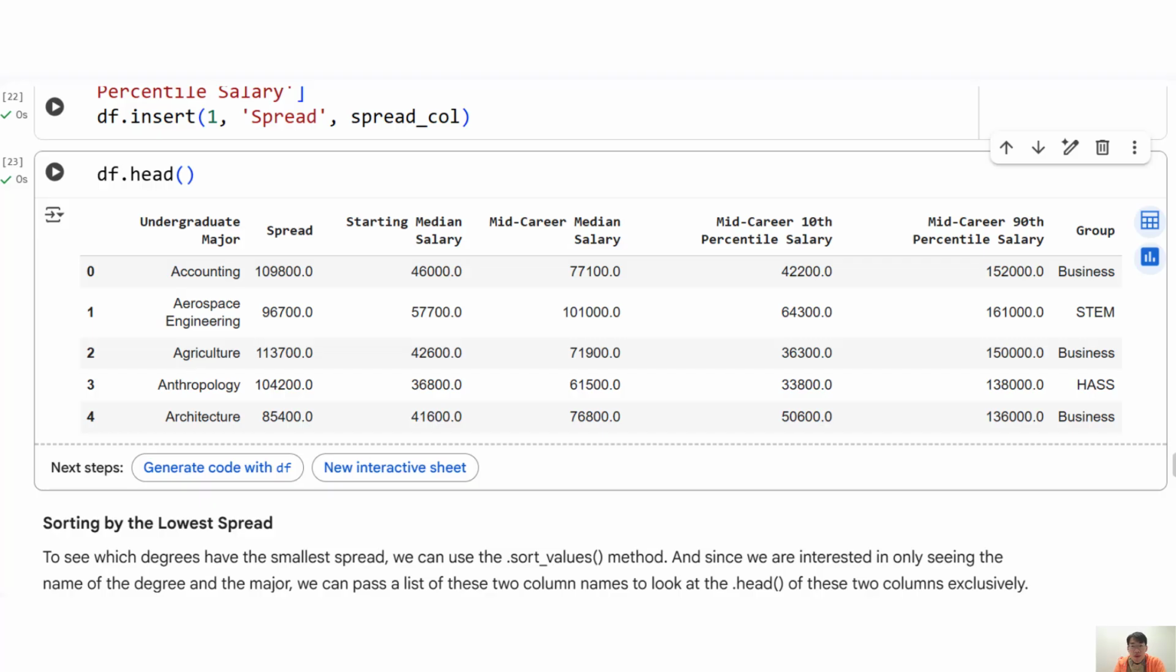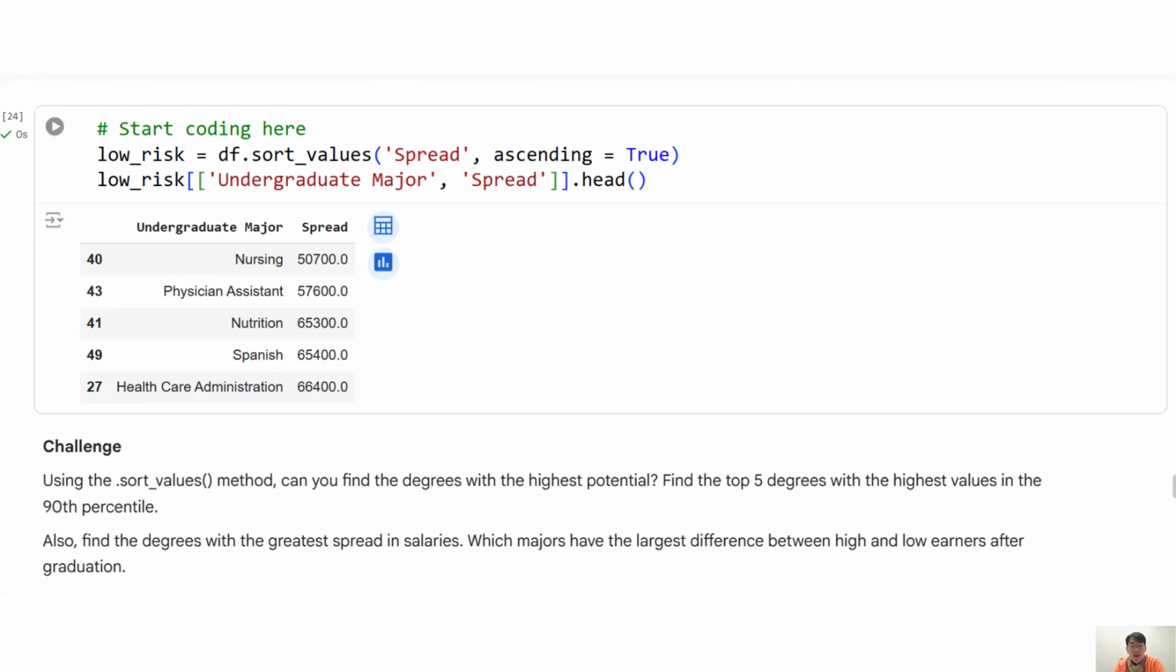So we need to use group by. We can group by the column group, and we can calculate how many times each school appears. This number will indicate how many majors belong to a certain school. And we can also summarize or take the average of the mid-career median salary for each school and see which schools tend to have the highest starting median salary. So let's do it.